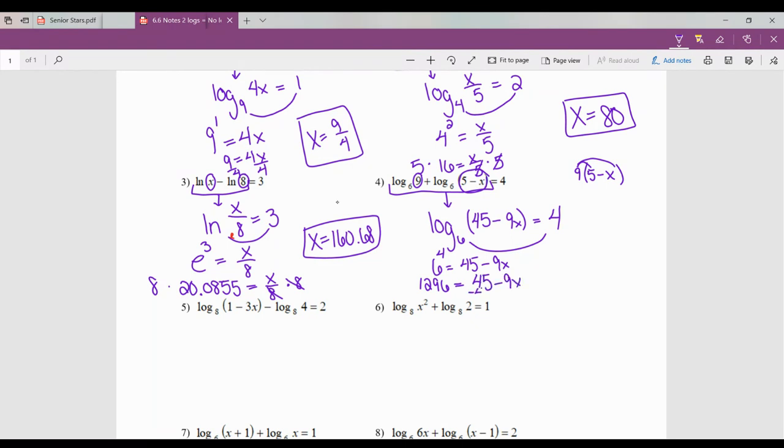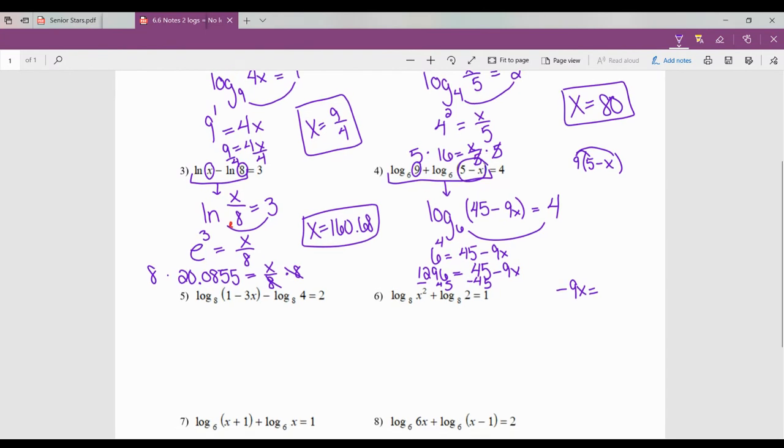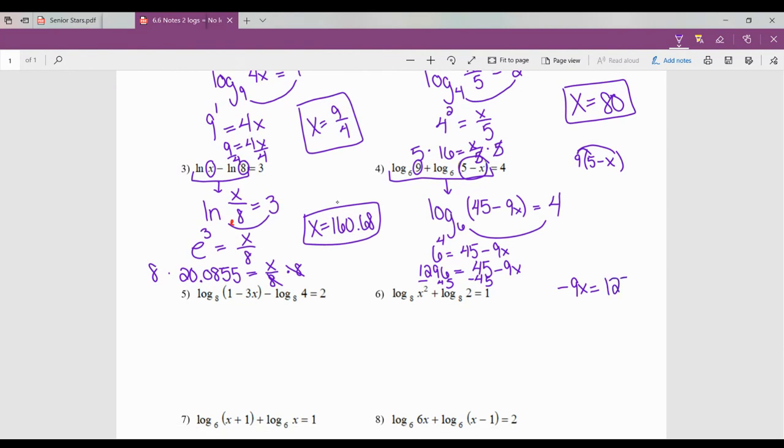So I'm going to minus 45. I get negative 9x equals 1,251. I divide by negative 9, and I get negative 139.